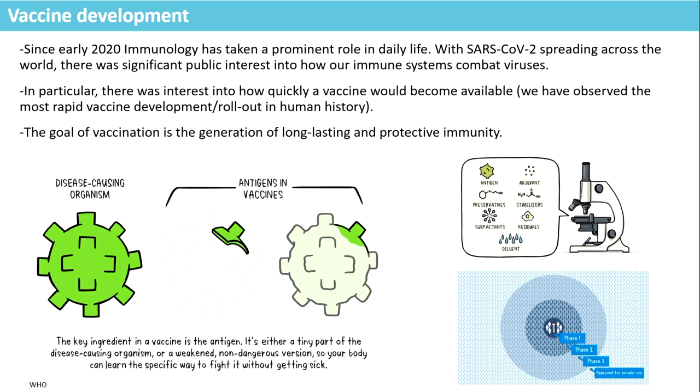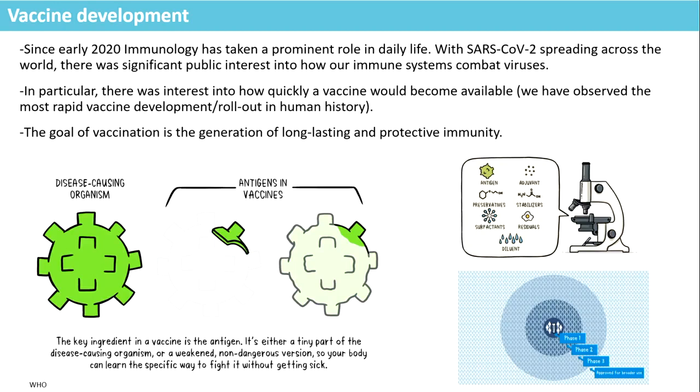But the key thing that you need to remember is obviously the main goal of vaccination is that we want to generate long-lasting and protective immunity, as we just saw in that Poll Everywhere exercise. So when it comes to a disease-causing organism, when we want to generate a vaccine from that, we can either use an antigen, a small fraction of that disease-causing organism, or we can take the whole organism and attenuate it, or effectively weaken it, or use a killed version of it to generate our vaccine.